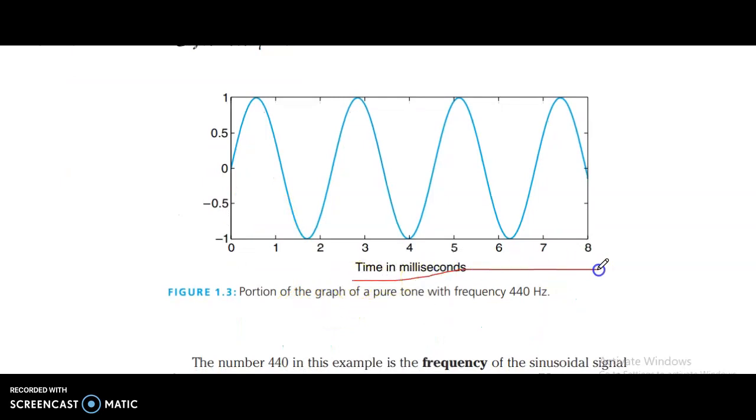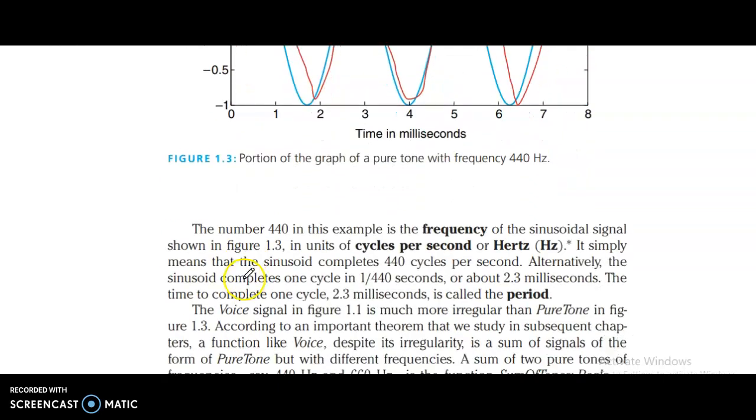Time in milliseconds on the x-axis: 0, 1, 2, 3, 4, 5, 6, 7, 8. On the y-axis: minus 1, minus 0.5, 0, 0.5, 1. Portion of the graph of a pure tone with frequency 440 hertz. Okay, from 0 to start here, and so on. Okay, like this way.